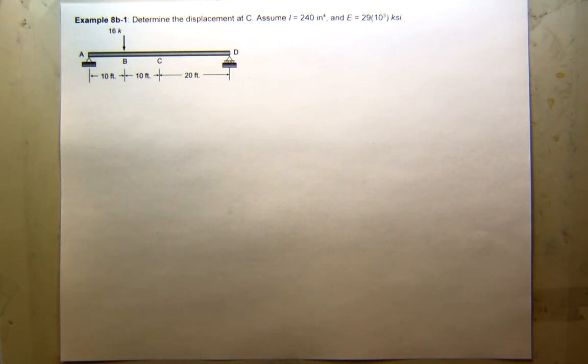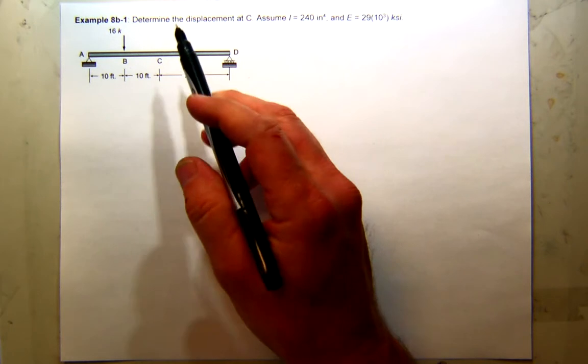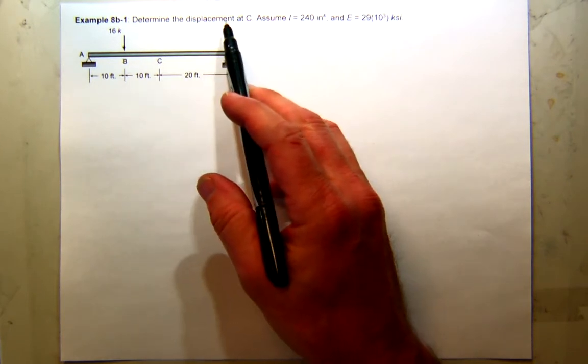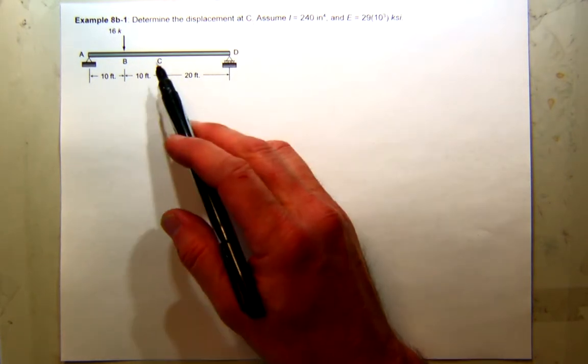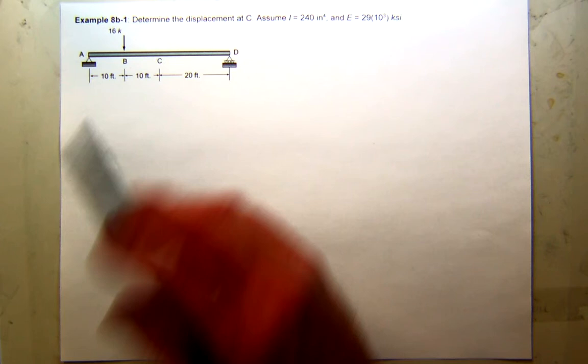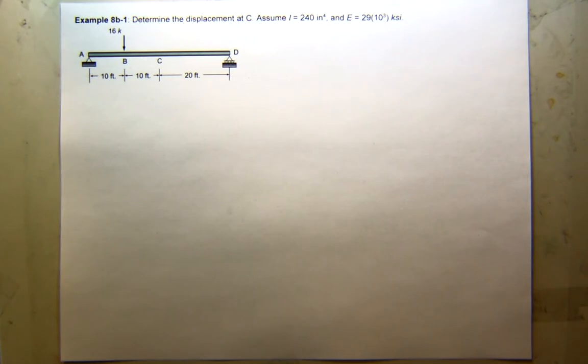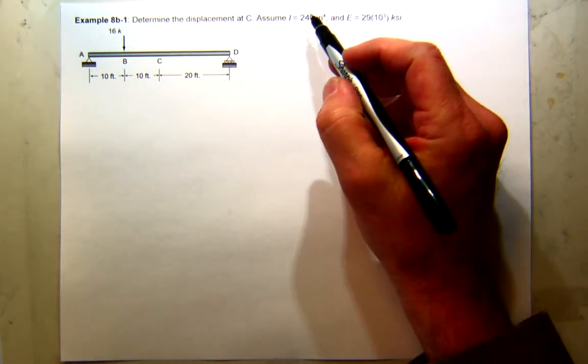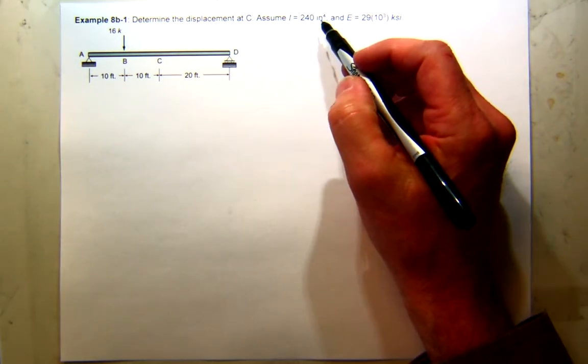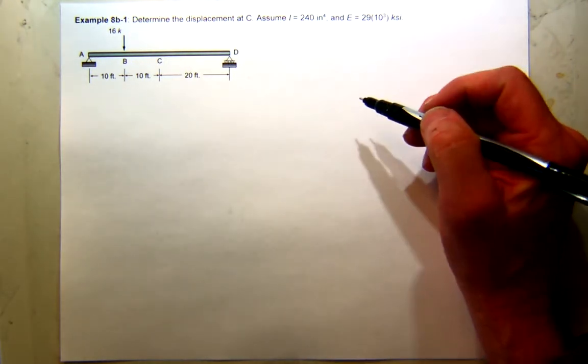Okay, so let's work this problem. We'll determine the displacement at C, which is right here in the middle, due to an applied point load of 16. Very similar to the problem we just worked as an example, but we'll go through it a little more slowly. We have a value for I and a value for E.